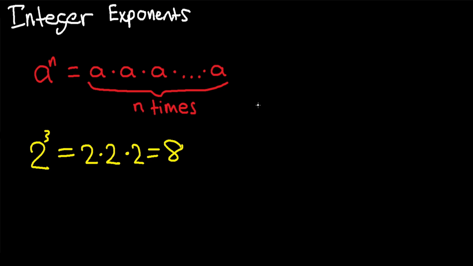Let's next recall the definition of exponentiation. With positive integer exponents, we'll say that if a is any number and n is a positive integer, then a to the power of n is a times itself n amount of times. So for the example we have here, 2 to the power of 3, where 2 is a number and 3 is a positive integer, we have 2 times itself 3 times, which is 2 times 2 times 2, which equals 8.